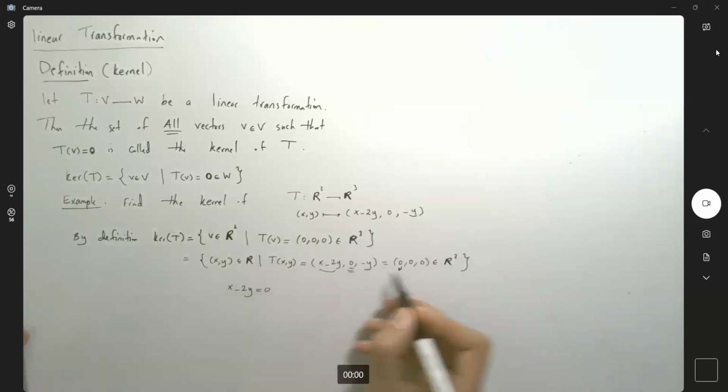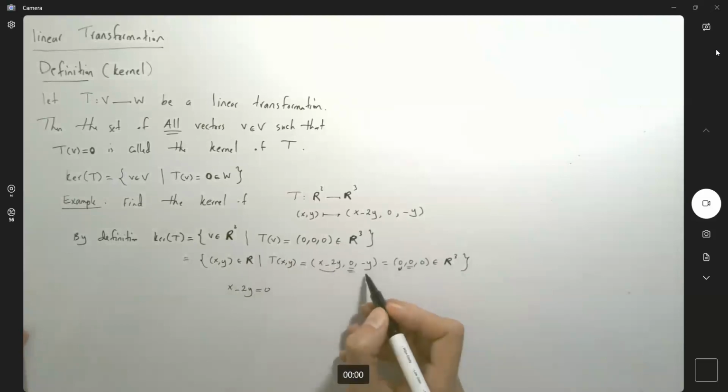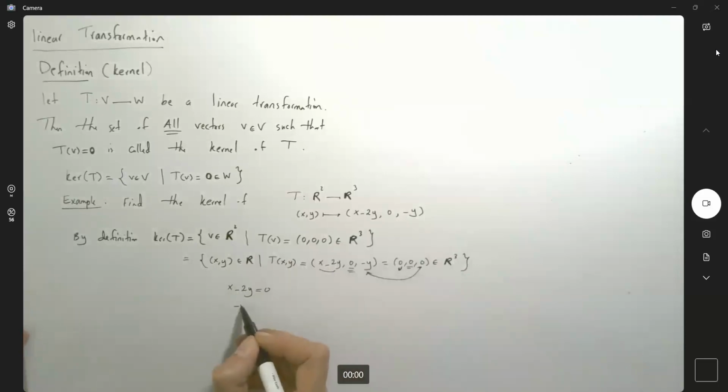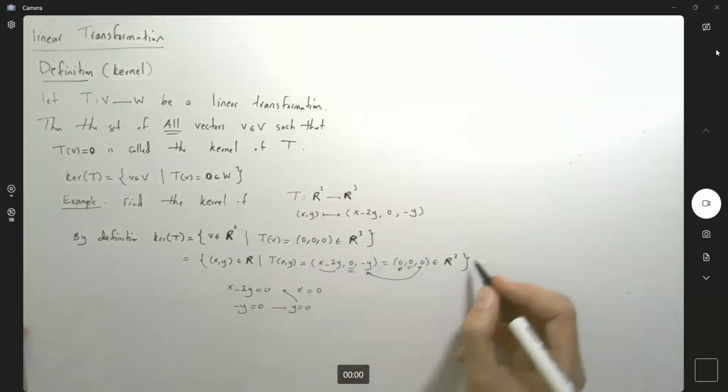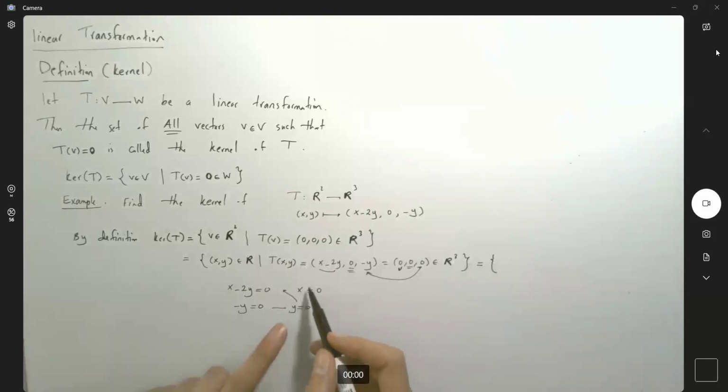0 is basically the same as 0, so we don't have anything to solve here, and negative y is equal to 0. But this guy says, hey, y is 0. If you plug that in, x is 0. So the kernel is basically all x and y's such that x and y is equal to 0.